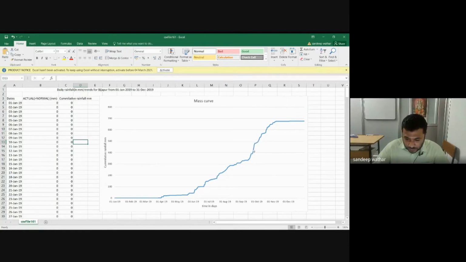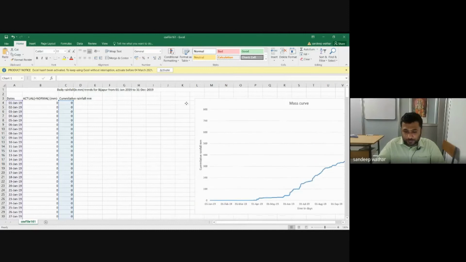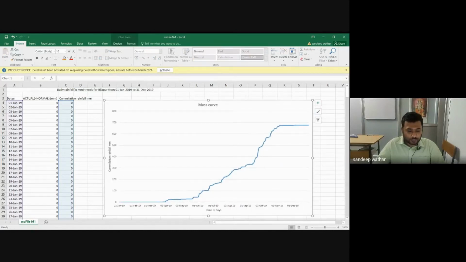If you look at this part of the curve, it is completely steep, right? So in a small duration, a huge amount of rainfall has taken place. Like this, you can interpret what kind of rainfall has happened in different time periods of any given year. That is the importance of the mass curve. If you have any doubt with the mass curve, we can discuss. Okay, shall we go to the next one? We'll go to the hyetograph.